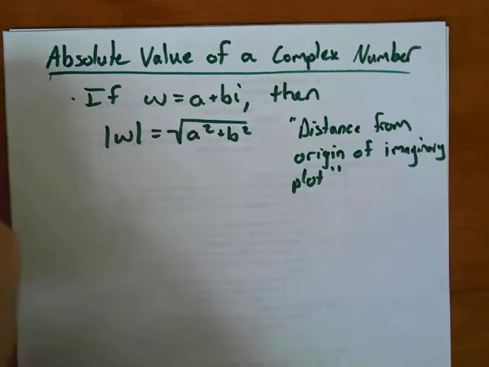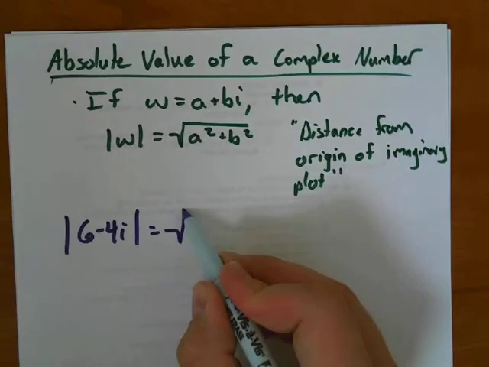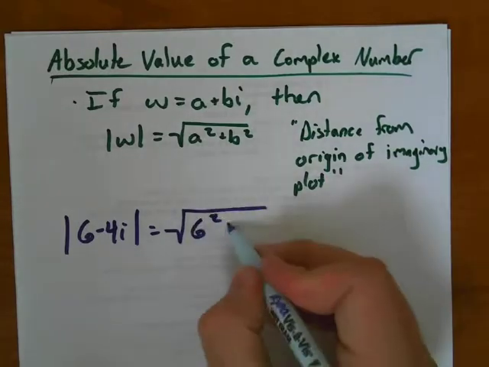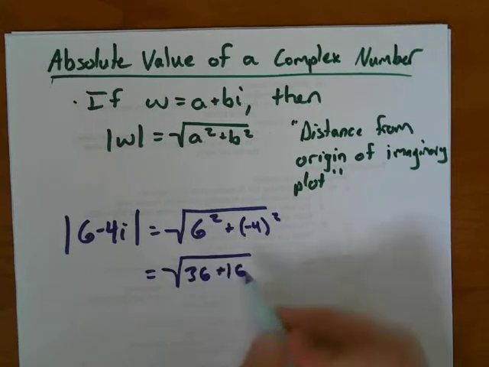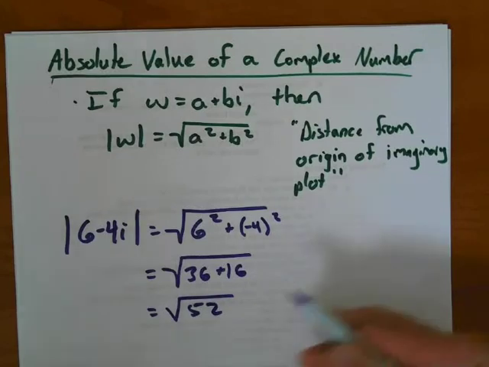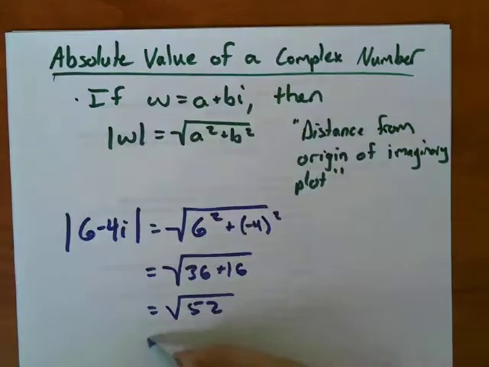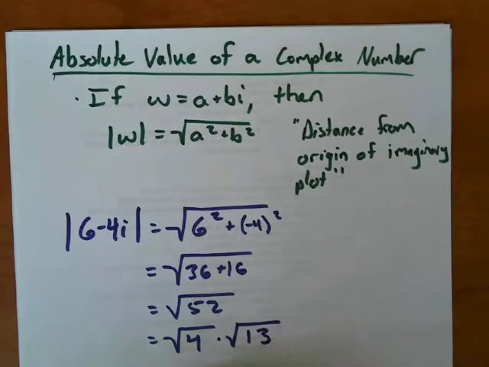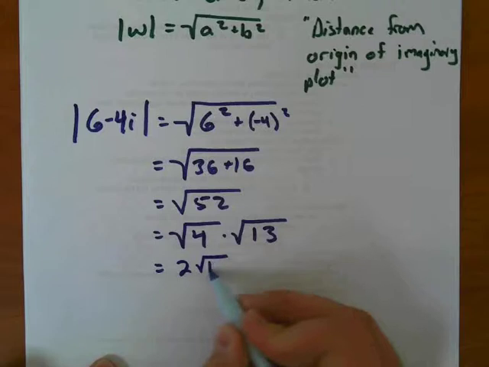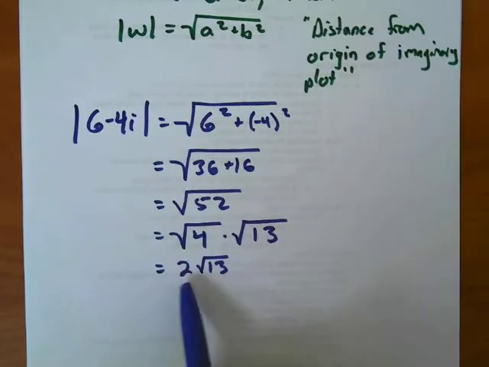So, for example, let's say I wanted to find the absolute value of 6 minus 4i. The absolute value of 6 minus 4i is the square root of 6 squared plus negative 4 squared, which is equal to the square root of 36 plus 16, which is the square root of 52. And I believe that is divisible by 4, so we can write it as the square root of 4 times the square root of 13, which is 2 square root 13. So that is the absolute value of this complex number. And again, it's an imaginary distance from the origin to the plotted point on the imaginary plot.